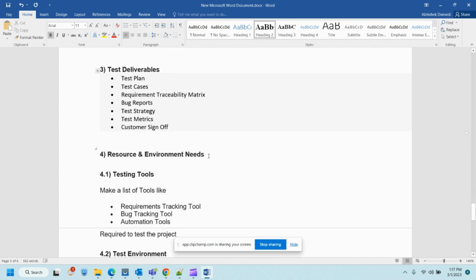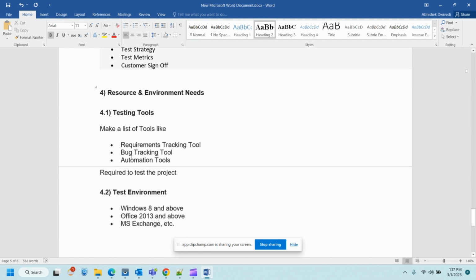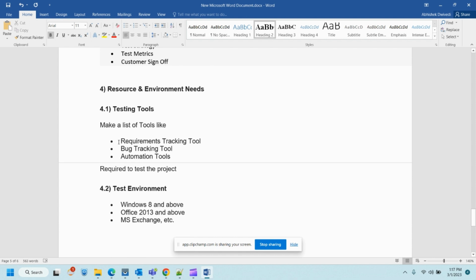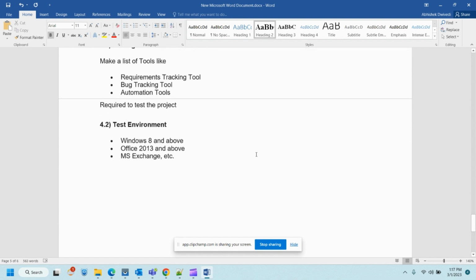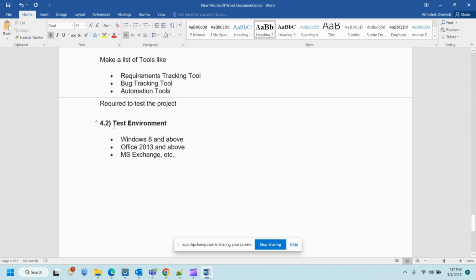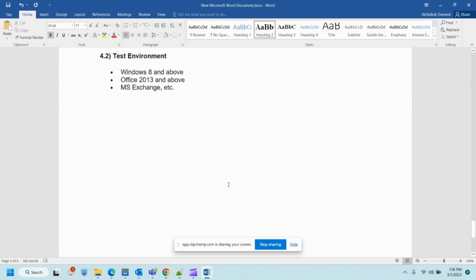Next is resource and environment needs. Resources could be human resources or the tools and technology that you will be using. Testing tools like requirement tracking tool, bug tracking tool, automation tool, or test case writing tools or templates, you can mention that. Test environment is what you will be using for executing your test cases. You should have a machine with Windows 8 and something like Office or MS Exchange, something like that, that is required.